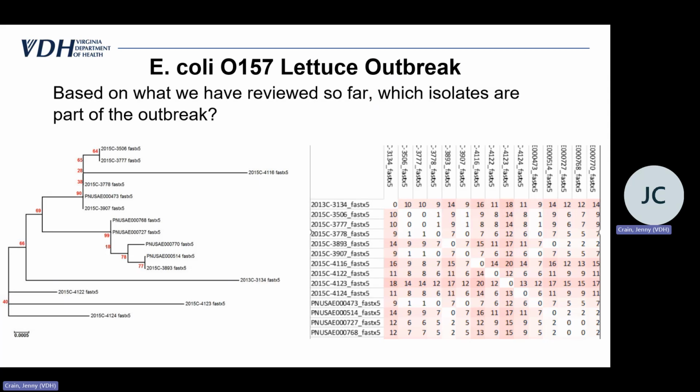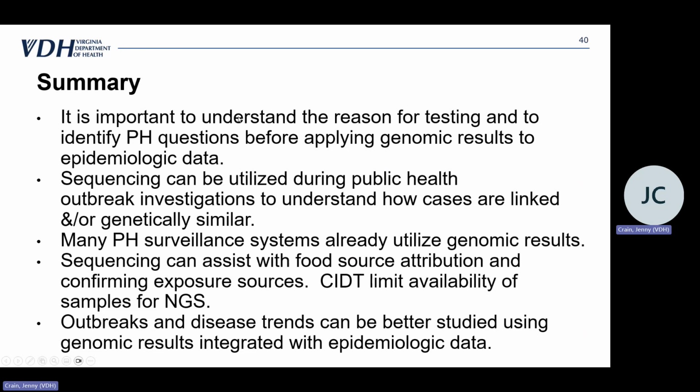So the point here is just to say that we need to have that epi context. We need to have a common language as we're speaking about genomic results, as we start to apply them, whether that be for ongoing surveillance or for cluster detection and outbreak response. So in summary, it is important to understand, again, the reason for testing. Why are we doing this? What are the public health questions that we're asking and that we're trying to interrogate before we start looking at these genomic results and applying them and interpreting them along with our epi metadata?